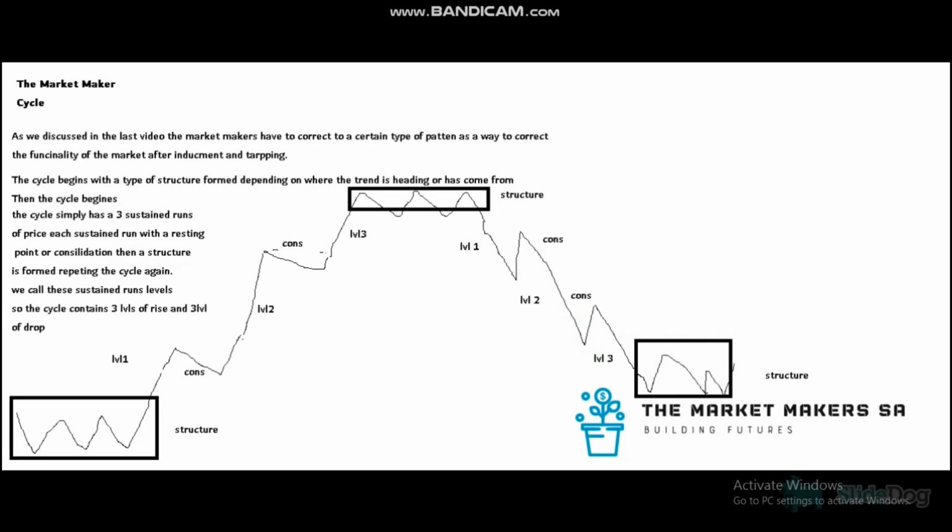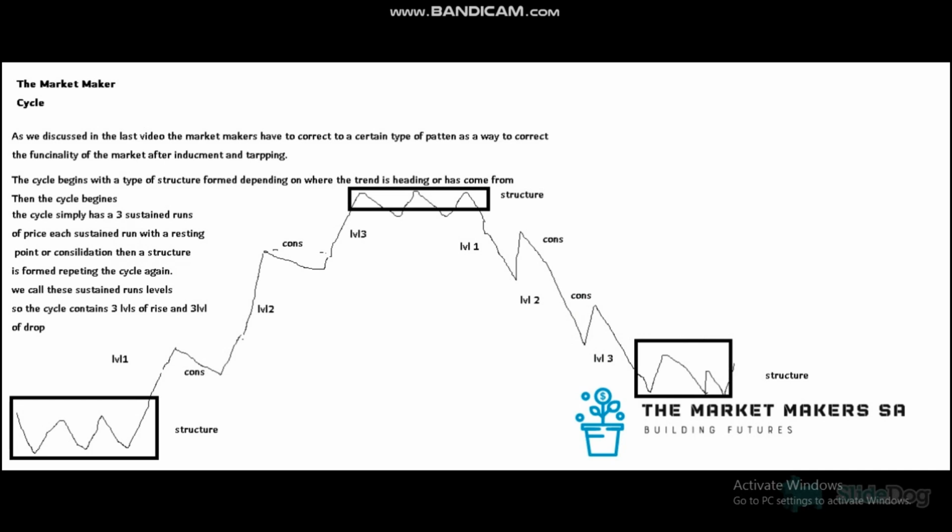So these sustained runs, as you see on the screen, we call them levels. So the cycle contains three levels of rise and 3 levels of drop after the formation has begun. As you can see with my mouse here, the structure begins, starting the trend. Then it gives us our first sustained run, what we call level 1.